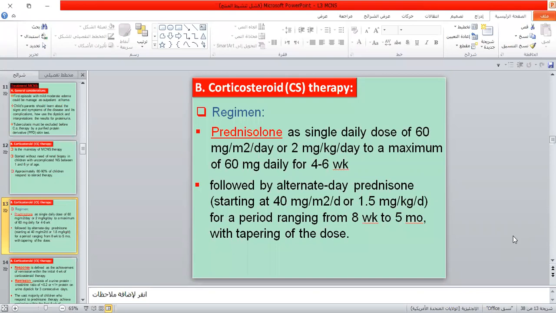Is the regimen clear, how you taper? First you give a single daily dose of 2 mg per kg of prednisolone for a total of 4 to 6 weeks. Then I switch to alternative days, single dose, meaning one day I give it and one day I don't, this is what I mean by alternative. One day he takes it and one day he doesn't, and the dose is a bit less, 1.5 mg per kg for a total period of 8 weeks up to 5 months according to the condition. Then I start tapering over 2 weeks and stop the steroid.